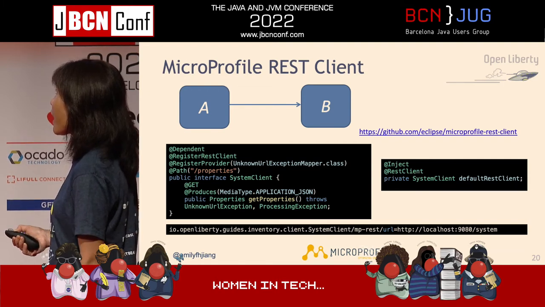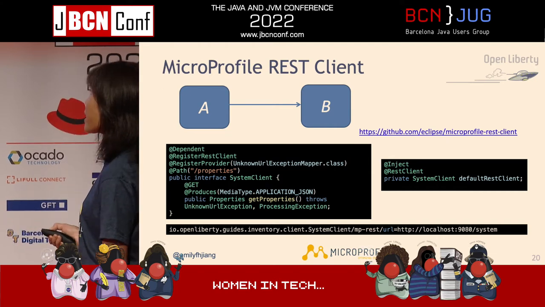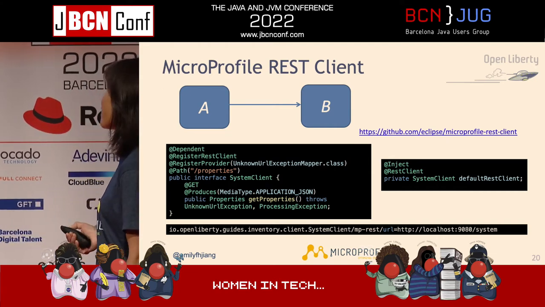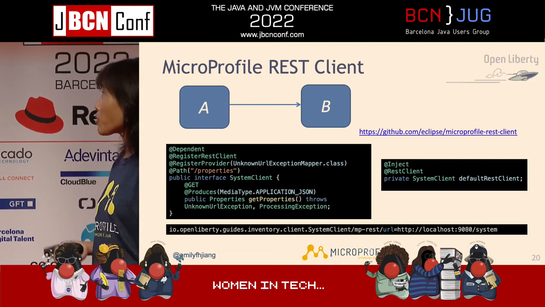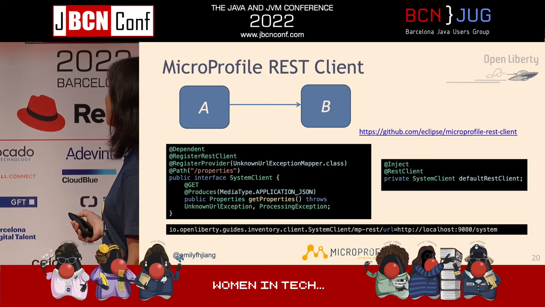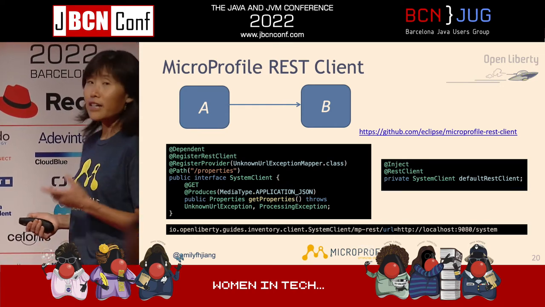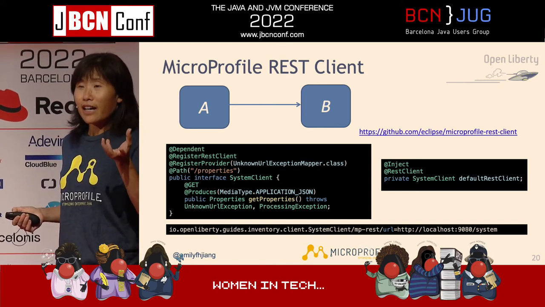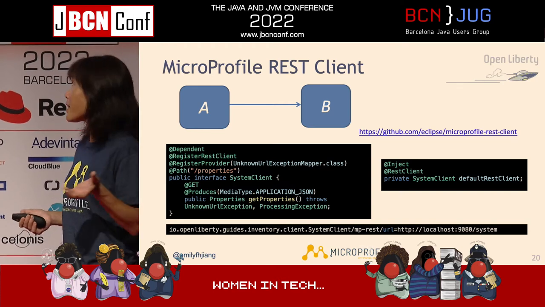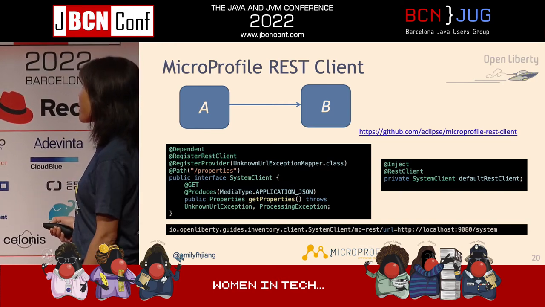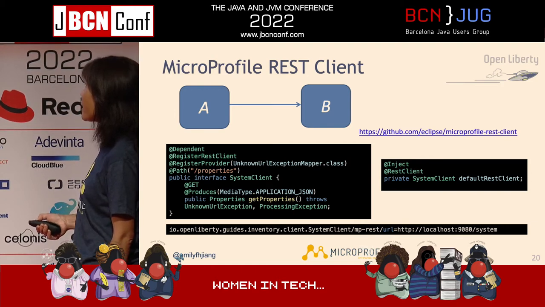The MicroProfile REST Client implementation directly creates a CDI bean. So you can directly use @Inject @RestClient and inject it into a variable. Then you can directly call the default REST client's getProperties, and you can invoke the backend. You might be asking, how do you know where the backend is? We use config. This is the fully qualified class name for the SystemClient, like that.